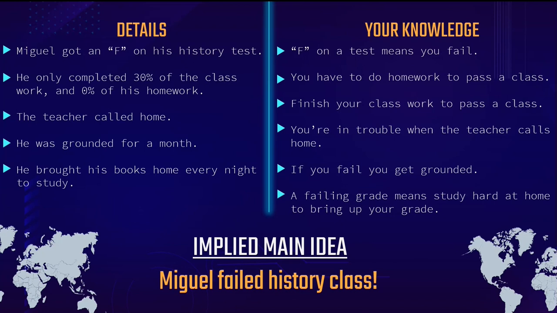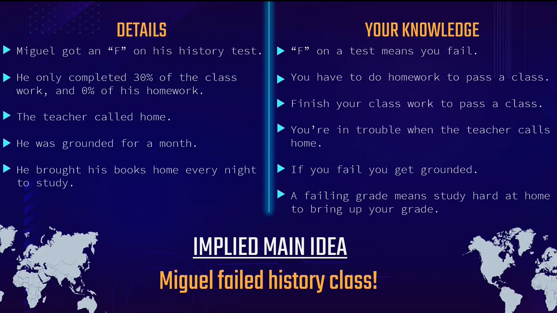F on a test means you fail. You have to do homework to pass a class. Finish your classwork to pass a class. You're in trouble when the teacher calls home. If you fail, you get grounded. A failing grade means study hard at home to bring up your grade.